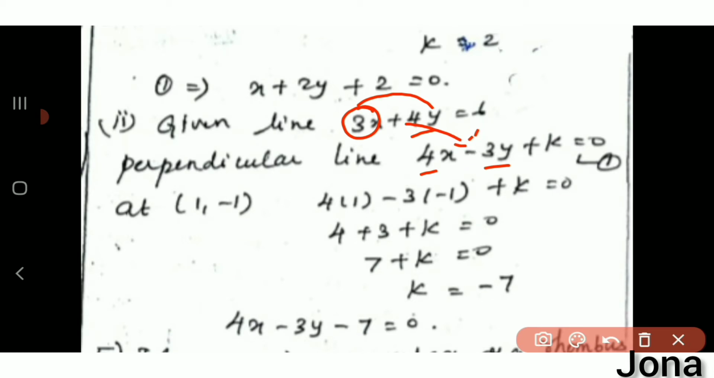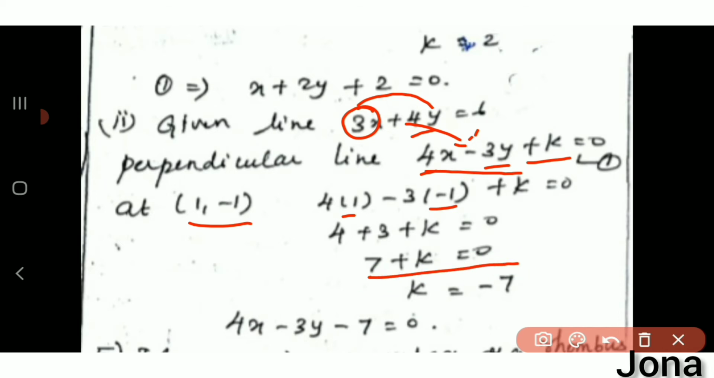So we change the coefficients of x and y, and as the second step, change the sign for the coefficient of y only. Therefore, we got 4x - 3y. The constant, as usual, we put plus k = 0. And then the given point is (1, -1). So we substitute this 1, -1 in this. Here 1 and -1, so that we get the value of k.